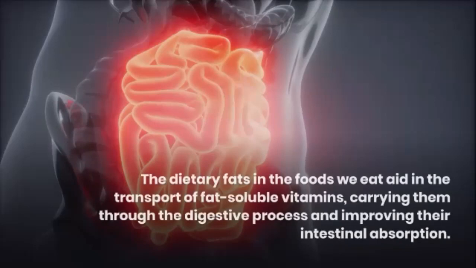Now, we have different types of vitamins. We have the fat soluble, we have the water soluble. The fat soluble vitamins are vitamin A, vitamin D, vitamin E, and vitamin K. I call it ADEK. Then we have the water soluble vitamins, those are vitamin B and vitamin C. So it's very important to know this. The fat soluble vitamins are A, D, E, and K. The water soluble vitamins are B and C.